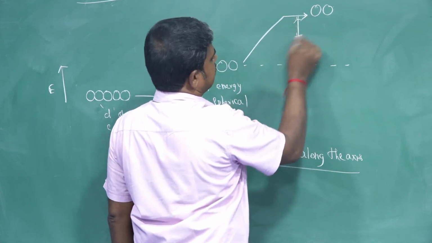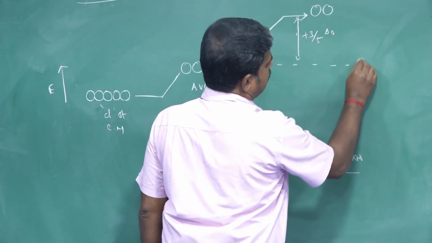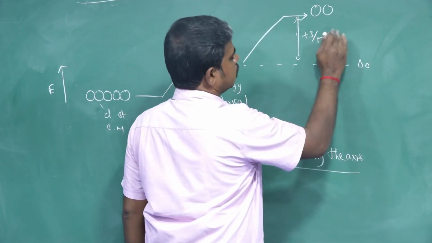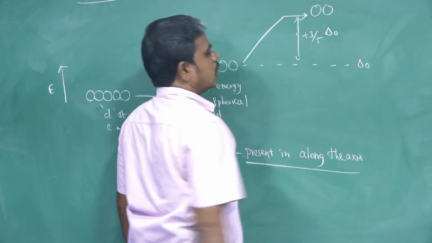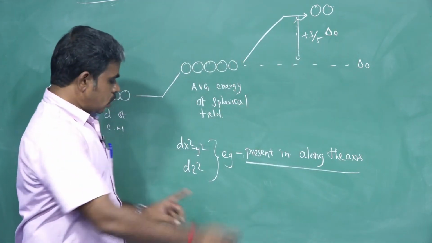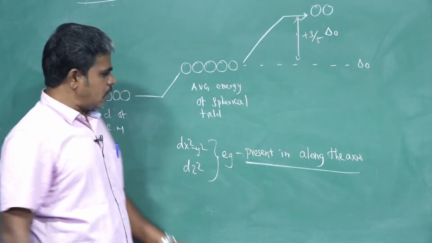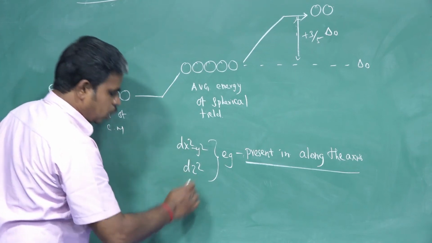So the energy increases by plus 3/5 Δo to compensate the Δo. Here Δo is the crystal field splitting energy of an octahedral complex. So the Eg orbital energy increases by 3/5. Now we may take the t2g orbitals.